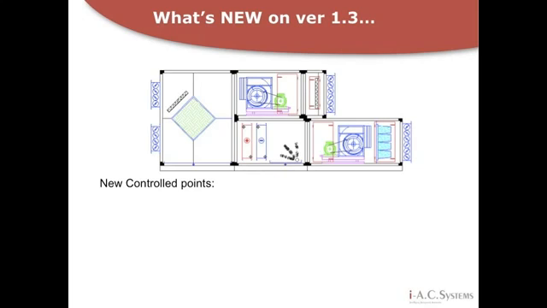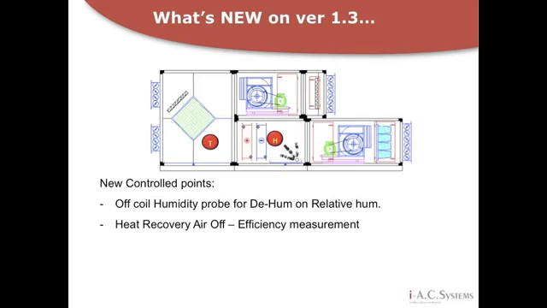There are also a few more controlled variables, quite useful, I must say. You have a new cooling off-coil humidity probe. This is to allow, on top of the already available dehumidification dew point control probe right off the cooling coil, the possibility to control dehumidification on a humidity set point. The newly added temperature probe positioned after the heat recovery will measure the efficiency of the heat recovery, converting these calculations into its proper unit of measurement.